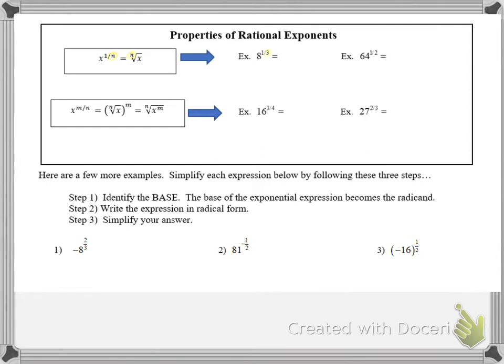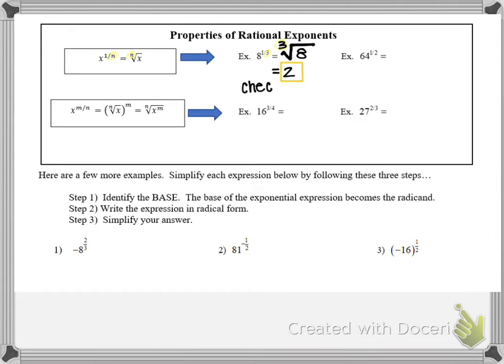Okay, let's look at the first example. If I have 8 to the 1/3 power, that means I have a radical sign, but the root is 3. So this isn't square root, this is a cubed root. And then the 8, which is in the spot of the x, or the base, now becomes the radicand. So 8 to the 1/3 power is the same as the cubed root of 8. So notice how my denominator of 3 in the 1/3 becomes my index of 3 on the radical sign. And then the cubed root of 8 is 2.